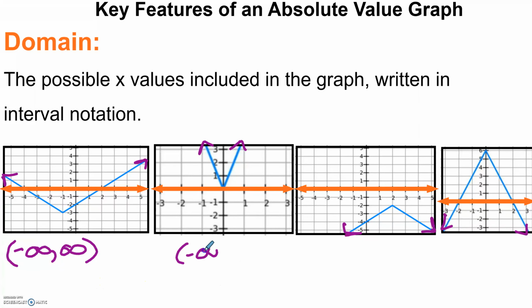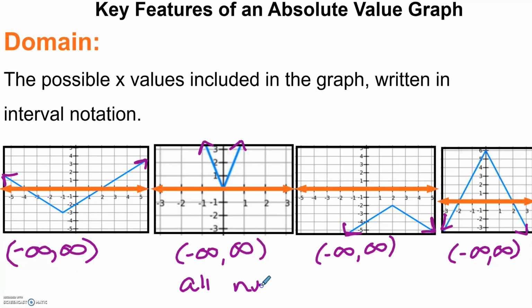You might be annoyed or happy to find out that the answer to all of these is negative infinity and positive infinity. The reason why is as long as an absolute value is a function, meaning it passes the vertical line test, it will always allow any x value into the function. So that's why we have negative infinity to positive infinity, which is like saying all numbers.